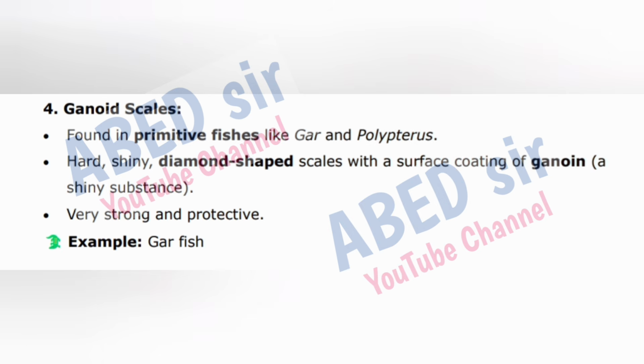4. Ganoid scales. Found in primitive fishes like gar and polypterus. Hard, shiny, diamond-shaped scales with a surface coating of ganoin, a shiny substance. Very strong and protective. Fish example, garfish.